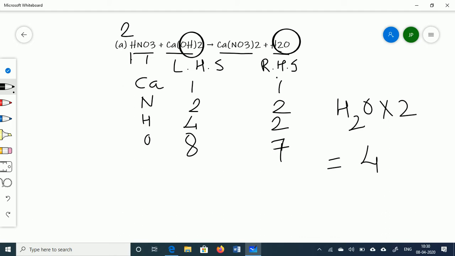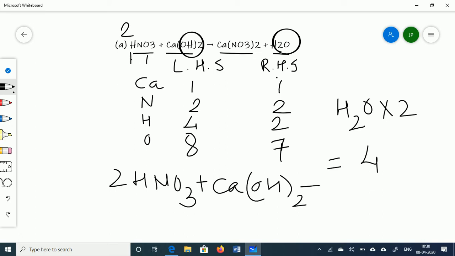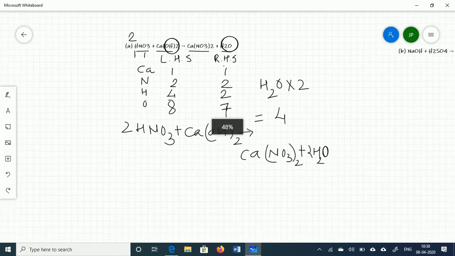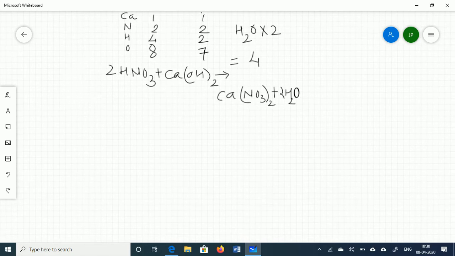So the new equation that we can set is 2HNO3 plus Ca(OH)2 gives Ca(NO3)2 plus 2H2O, right? This is the new equation.